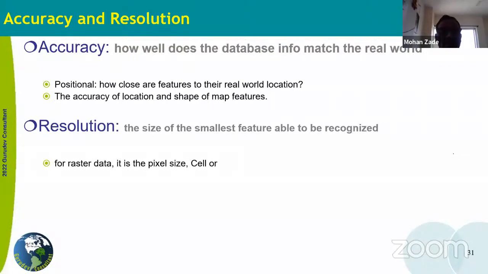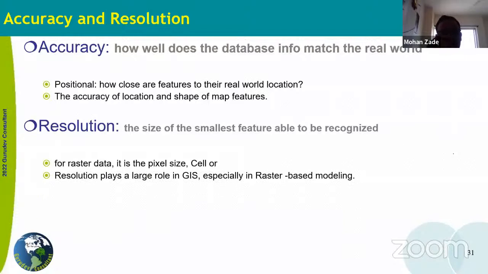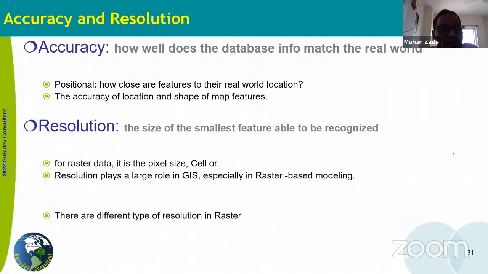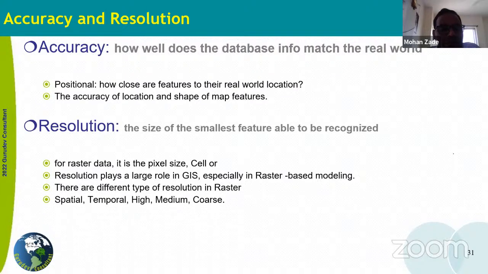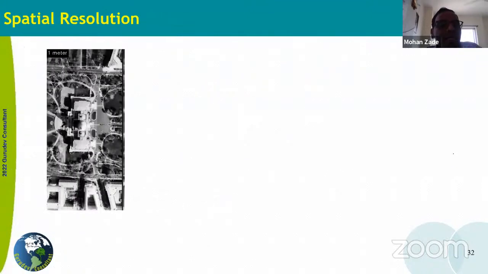For raster data, it is a pixel size or cell size, and resolution plays a very large role in GIS, especially in raster-based modeling. Once you have a fine resolution, your modeling will be much better, but at the same time, it will take more time to process the images as well as do the modelings. Then there are different types of resolutions. We'll learn about those: spatial, temporal, high, medium, and coarse. Just now remember those things. We'll learn about those features.